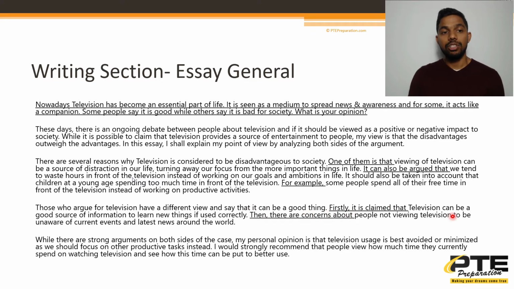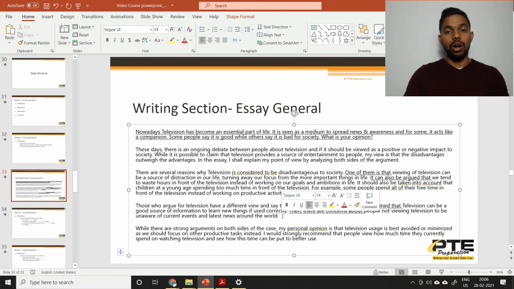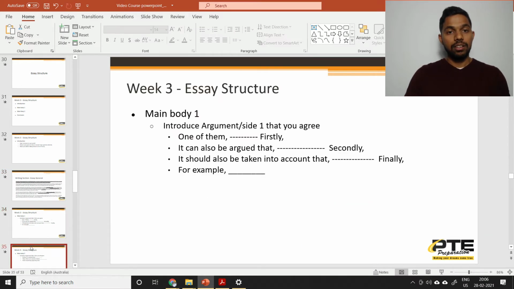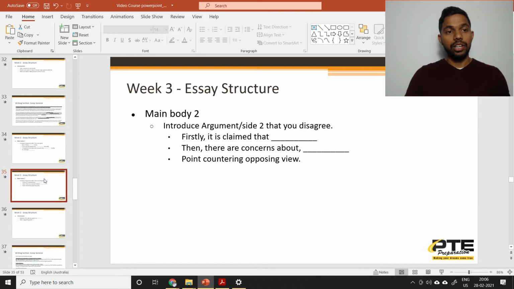Firstly, it is claimed that television can be a good source of information to learn new things if used correctly. Then there are concerns about people not viewing television to be unaware of current events and latest news around the world. Now, what I would also add here, which I haven't, is another point. So I would say something like a point countering the opposing view.